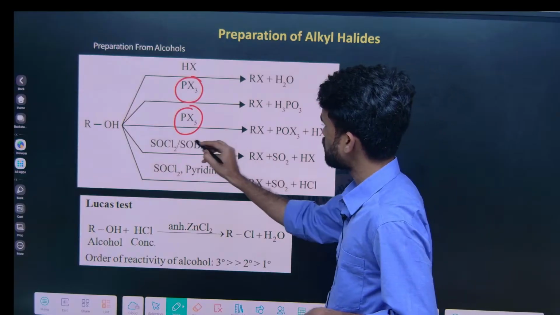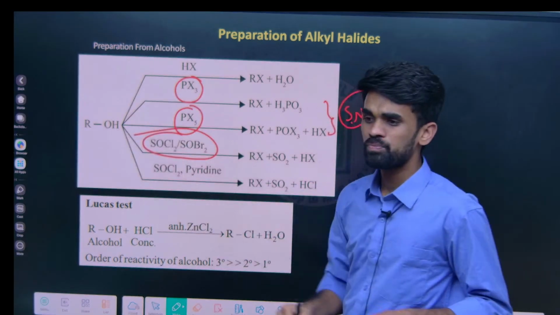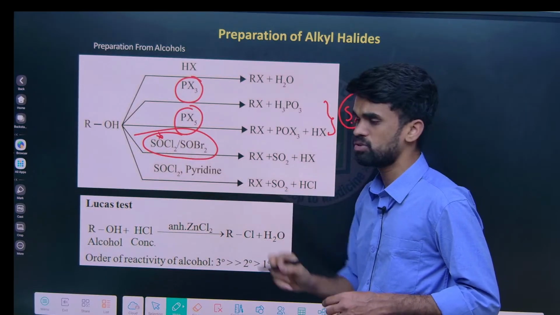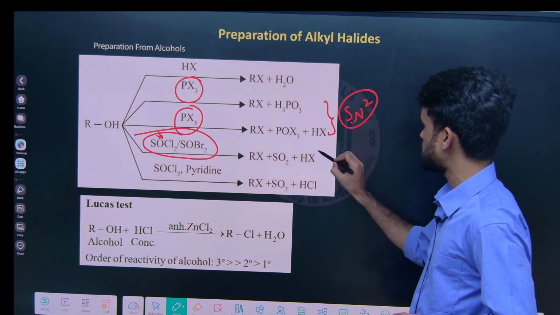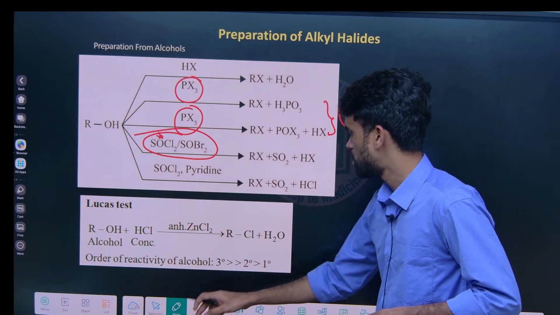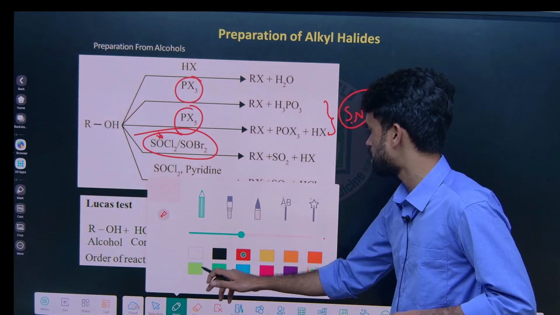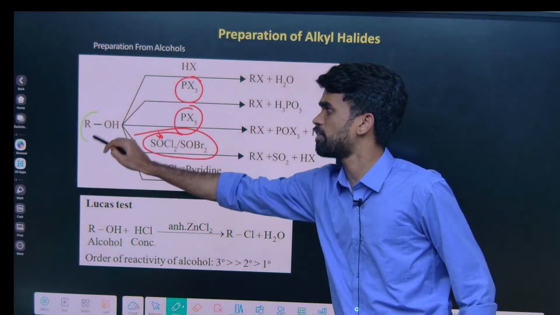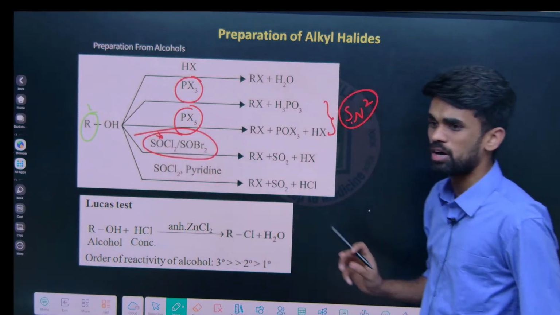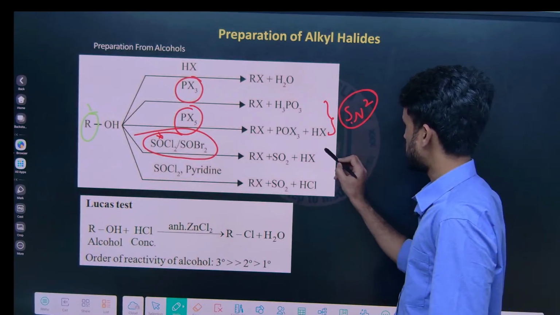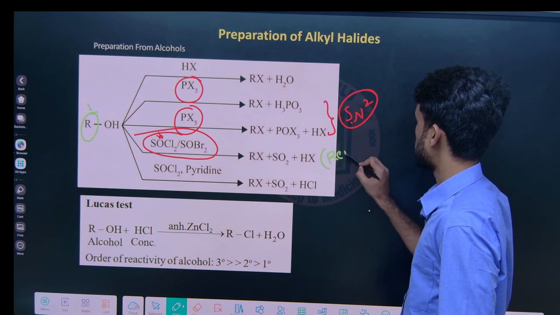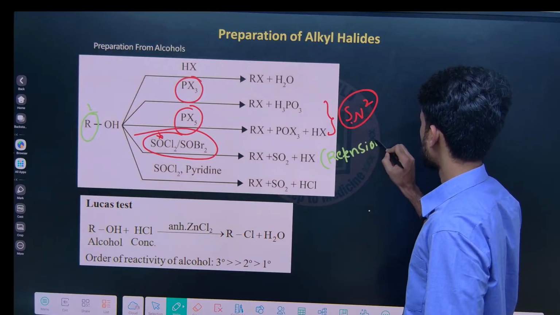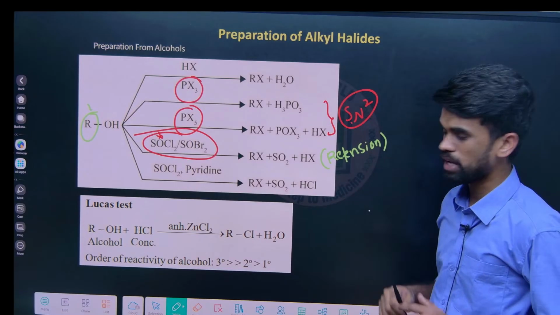When we are discussing SOCl2 and SOBr2, SOCl2 is preferably used. Thionyl chloride is the best method for preparation of alkyl chloride, as I discussed. Here the configuration is retained: if the reactant has R configuration, the product also has R. That is the retention product, which is for SN1. I will explain that.